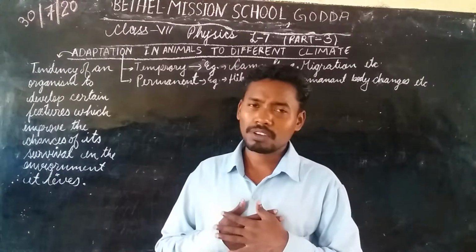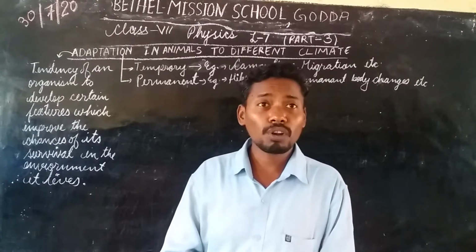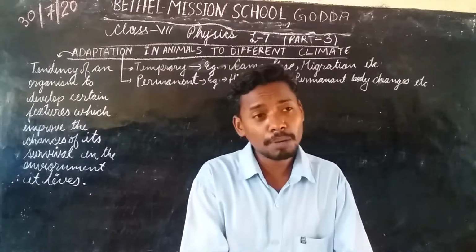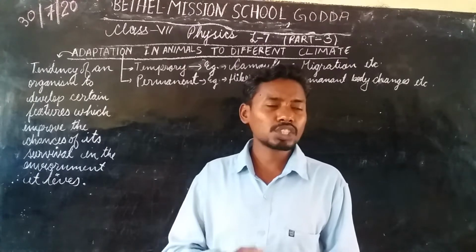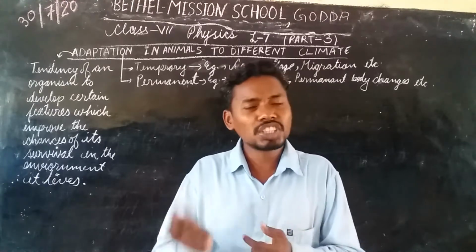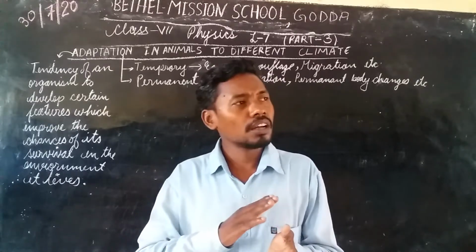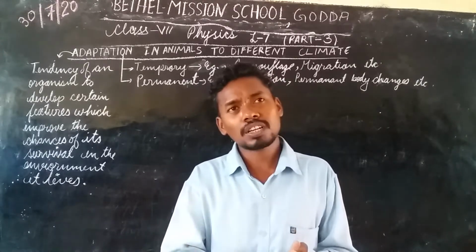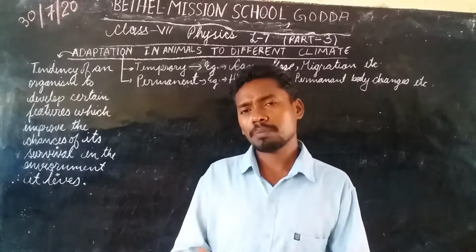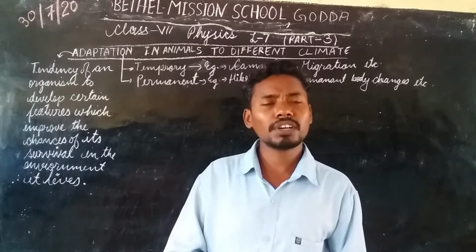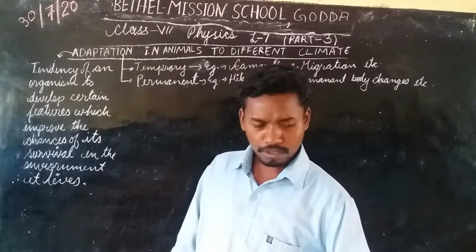And what about us? If we are put underwater, we can't stay there for long. Why? Because we are not adapted to breathe underwater. So this is called permanent body changes, so that we can live in a particular type of environment. Understood? There are many such examples which give us permanent adaptations. So we will see some examples.